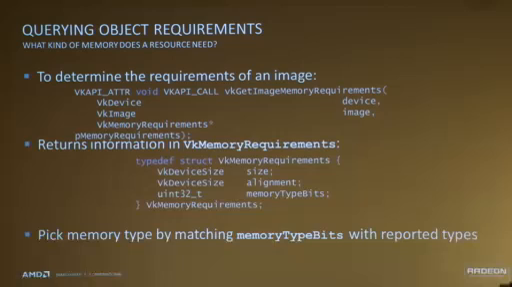You can pick the memory type from the array of types that the device supports by just matching the bits in this memory type bits against the types that the driver has supported. And there's some sample code on the website that shows the appropriate mechanism for iterating through the types to match them up with what the image says it needs.